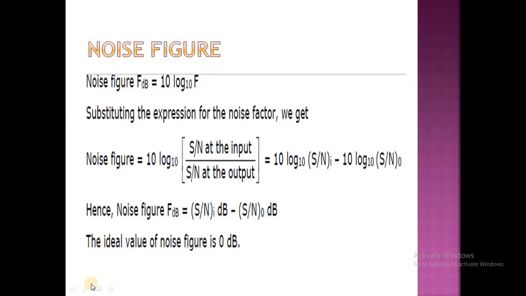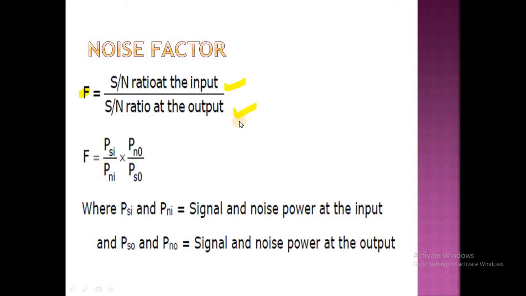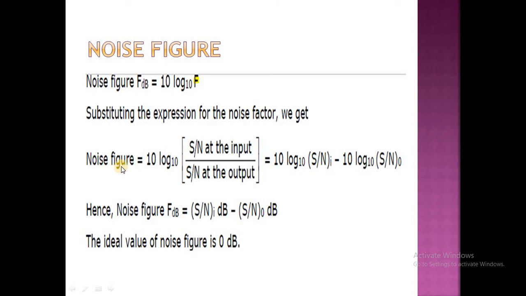Noise figure. Another important definition is noise figure. Noise figure is expressed in dB, that is 10 log10 F. Okay, F means noise factor only. If you substitute the expression for the noise factor, which you already know, we get the noise figure equal to 10 log10 signal to noise ratio at the input minus 10 log10 signal to noise ratio at the output. The ideal value of noise figure is 0 dB. It is the formula.